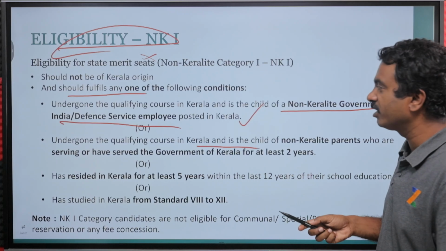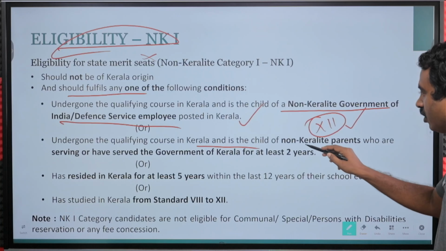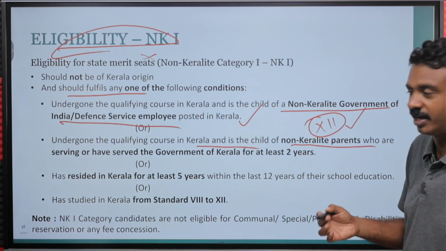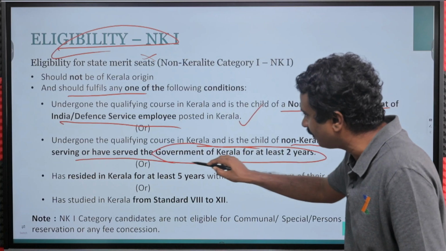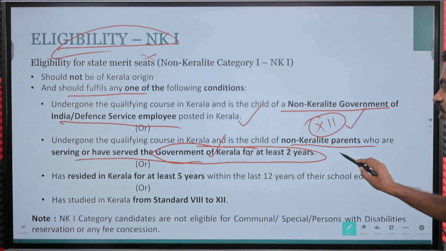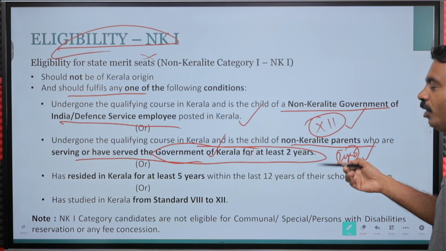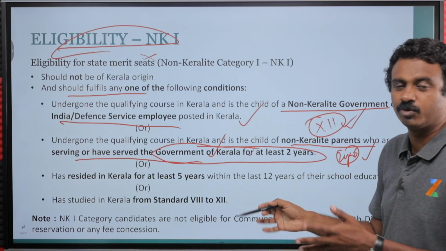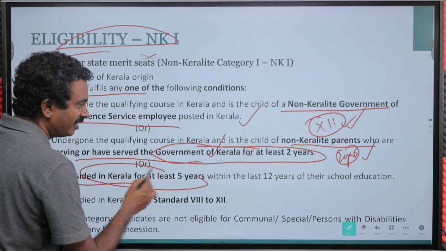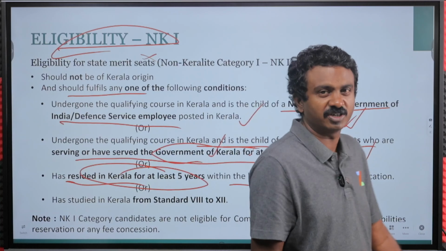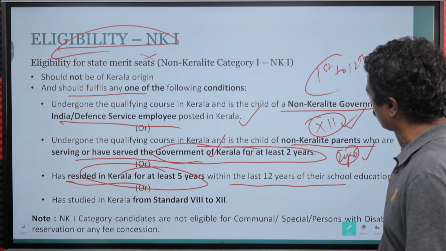If you have undergone the qualifying course, and what is the qualifying course for MBBS? 12th is the qualifying course, and your parents are non-Keralite, obviously, and have served the government of Kerala, not the central government, for 2 years, then you will be eligible if you had done your 12th, or 11th and 12th, there. Or you have resided in Kerala for at least 5 years within the last 12 years of school education. The last 12 years is usually 1st to 12th only.